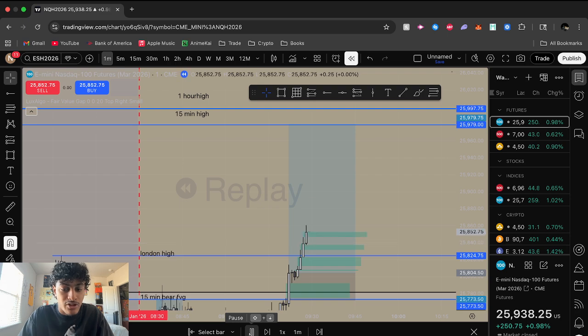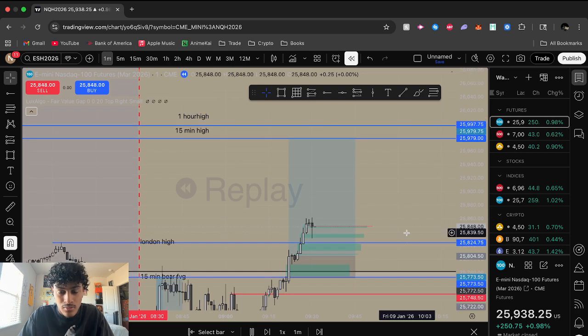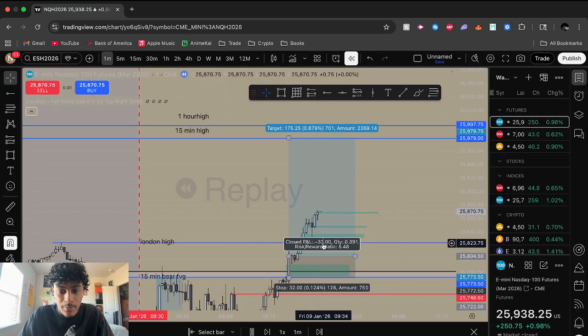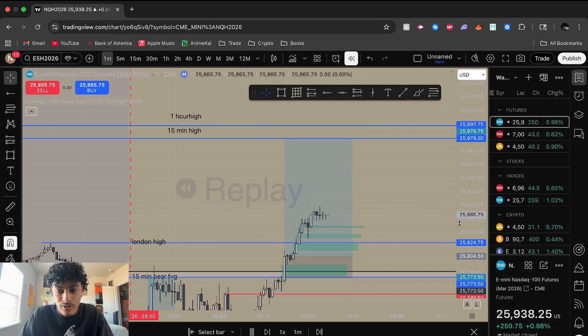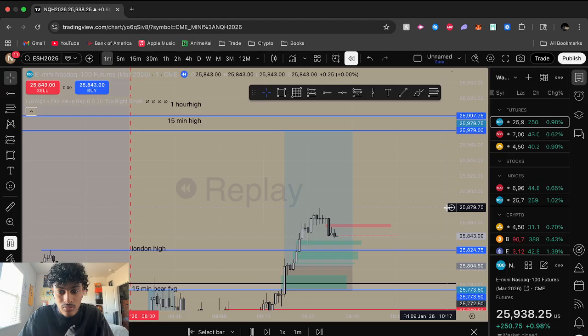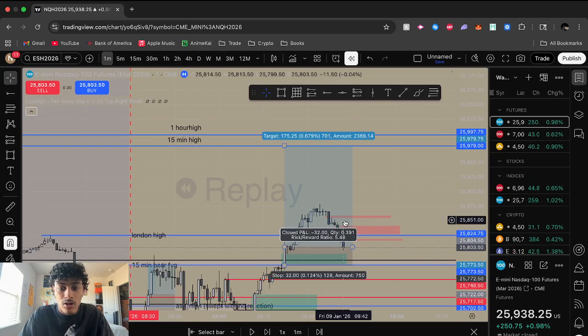So from here, I would just be trailing my stops. Maybe below this value gap, and now underneath this low. Just points that we could get rejections off of. Yeah, we would have gotten stopped out at trail stops.